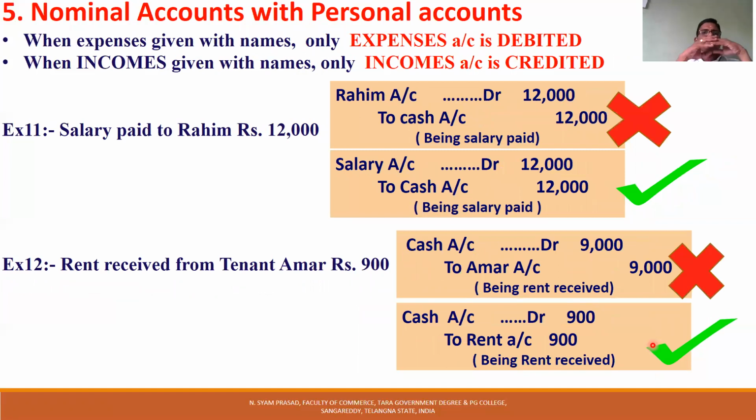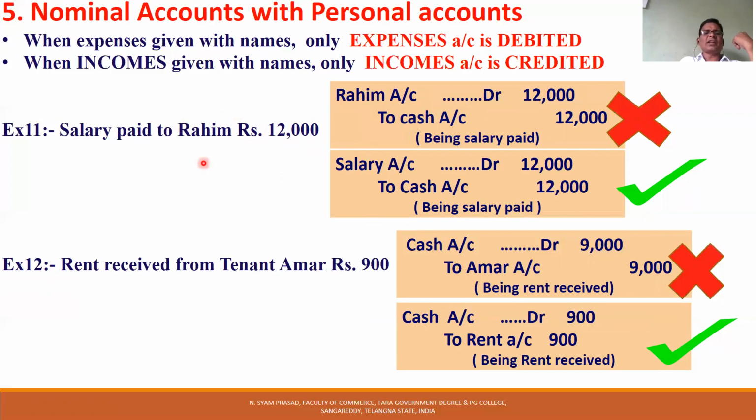And the last slide, nominal accounts with personal accounts. Usually students also make mistakes with reference to expenses, which are usually debited, and incomes, which are usually credited. But sometimes they will be given with names of the persons to whom expense is paid and names of the persons from whom income is received. When expenses are paid and when incomes are received, the personal accounts are immaterial. Personal accounts need not be considered. Considering personal accounts with reference to payment or receipt is not at all correct. So, salary paid to Rahim. Already we paid cash, so cash is going out and the salary is an expenditure.